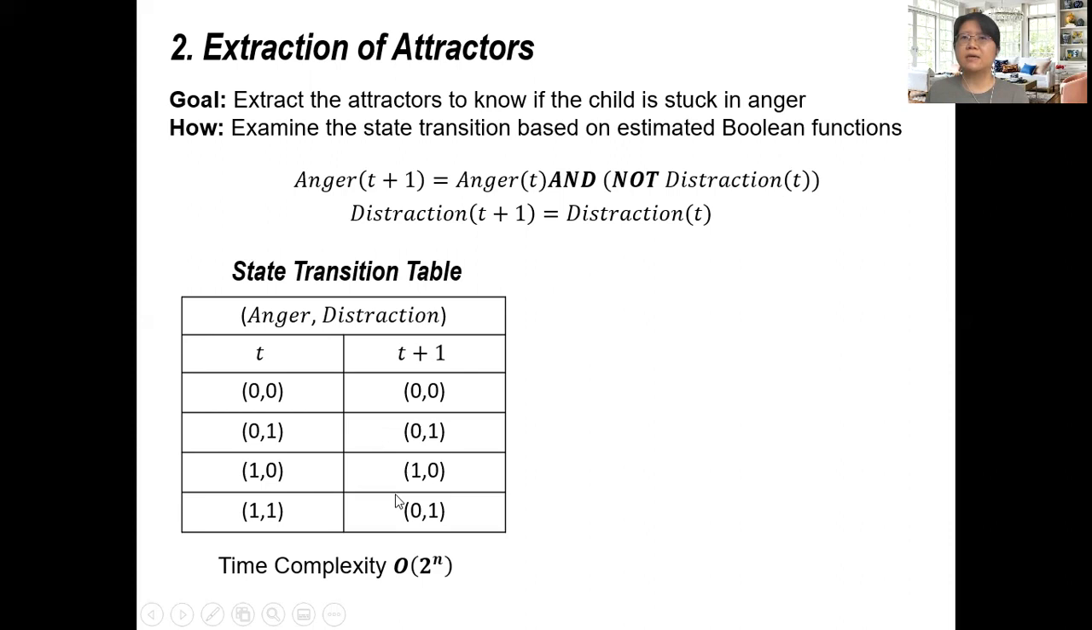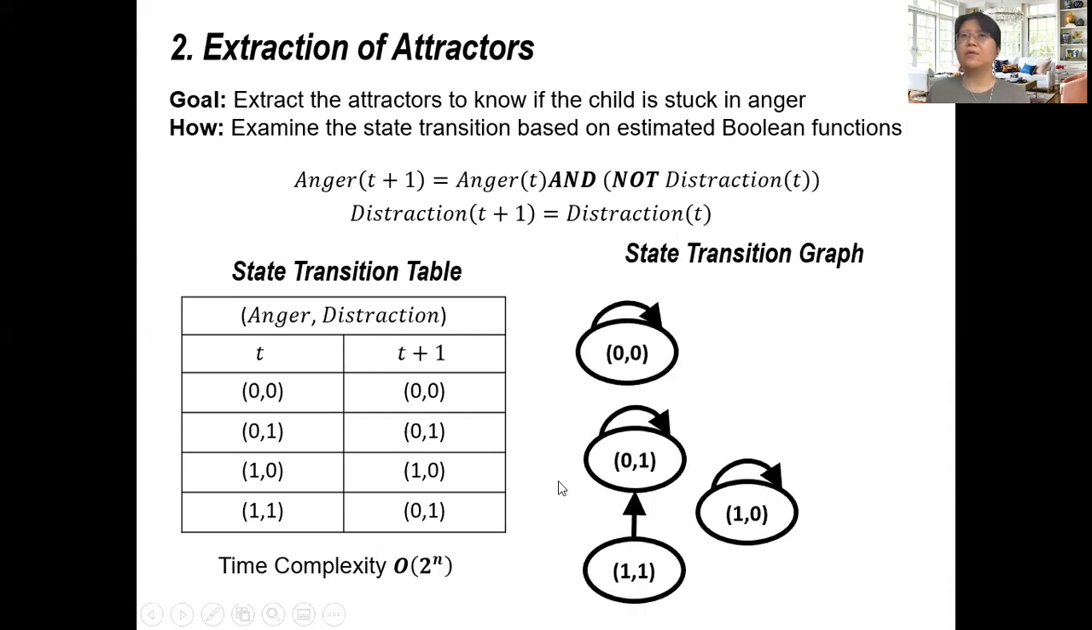And we will take an example here. For example, if the initial state is 1, 1, so anger is 1 and distraction is 1, we can compute based on the right-hand side of the equation what the anger and distraction are at time t plus 1. So let's do it for one case. Anger is 1, distraction is 1, and not distraction will be 0, and 1 and 0 will be 0. So anger at t plus 1 is 0 here, and distraction is simply predicted by itself directly, so it's 1. And then we can plot this state transition graph. So you can see 1, 1 here is transitioning to 0, 1.